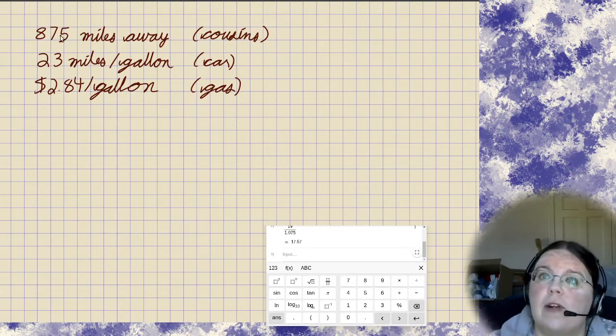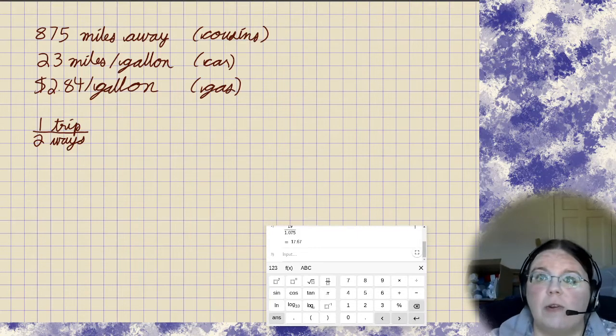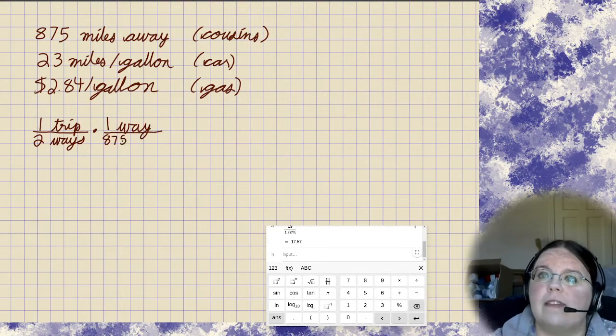So first of all, that 875 miles is only for one side of the trip. They have to drive there and drive back. Here's how we can set that up. That one trip is going to be 2 ways, because that's just how a round trip is. Each one way of the trip will be 875 miles.